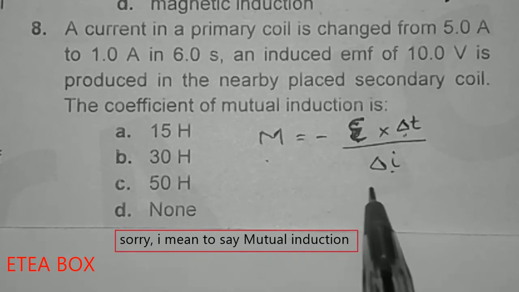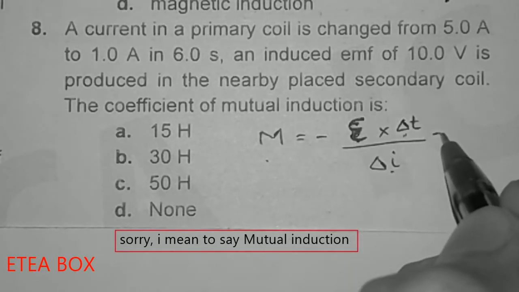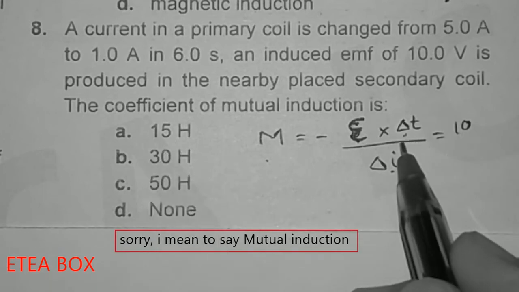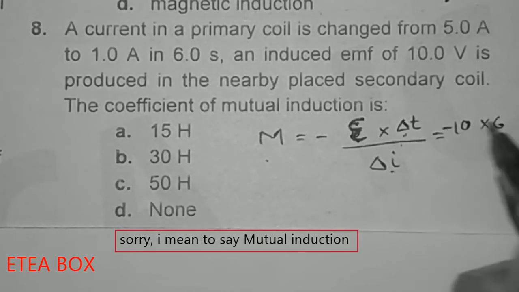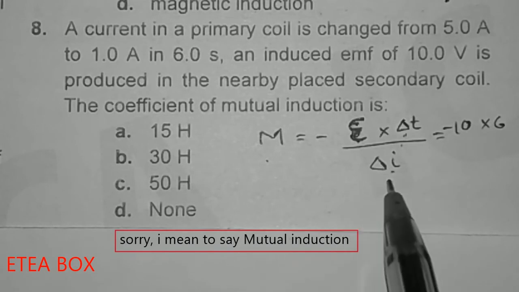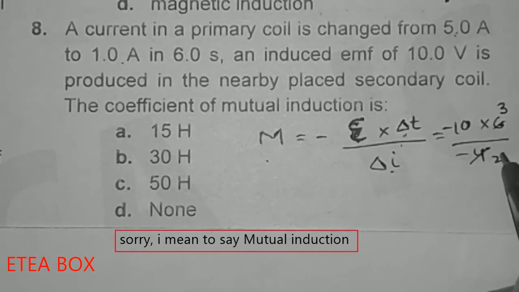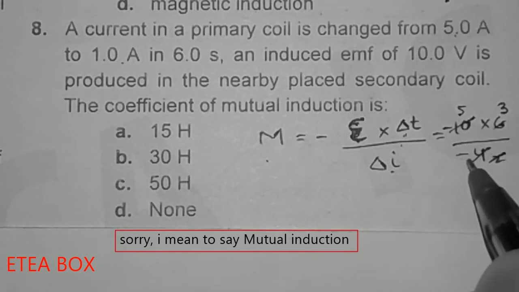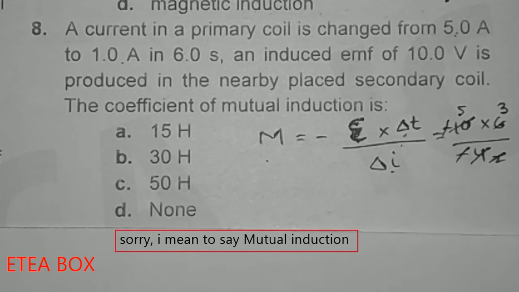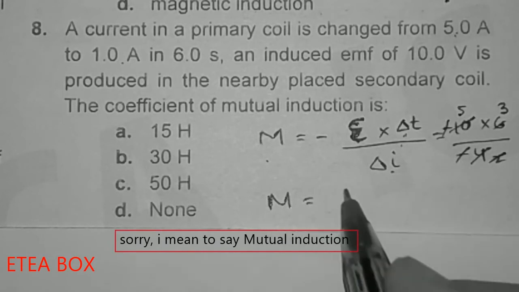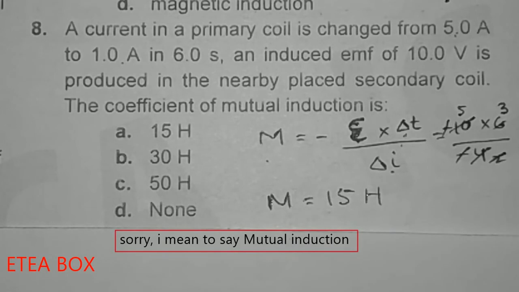in current. So we know that EMF is 10, and look here, time is 6, this one here negative. Now the change in current, final minus initial, will give minus 4. Now look here, 2 2s are 4, 2 3s are 6, and 2 1s are 2, and 2 5s are 10, so 5 3s are 15. And this minus will cancel this one, so mutual inductance is equal to 15 Henry. So option A is correct here.